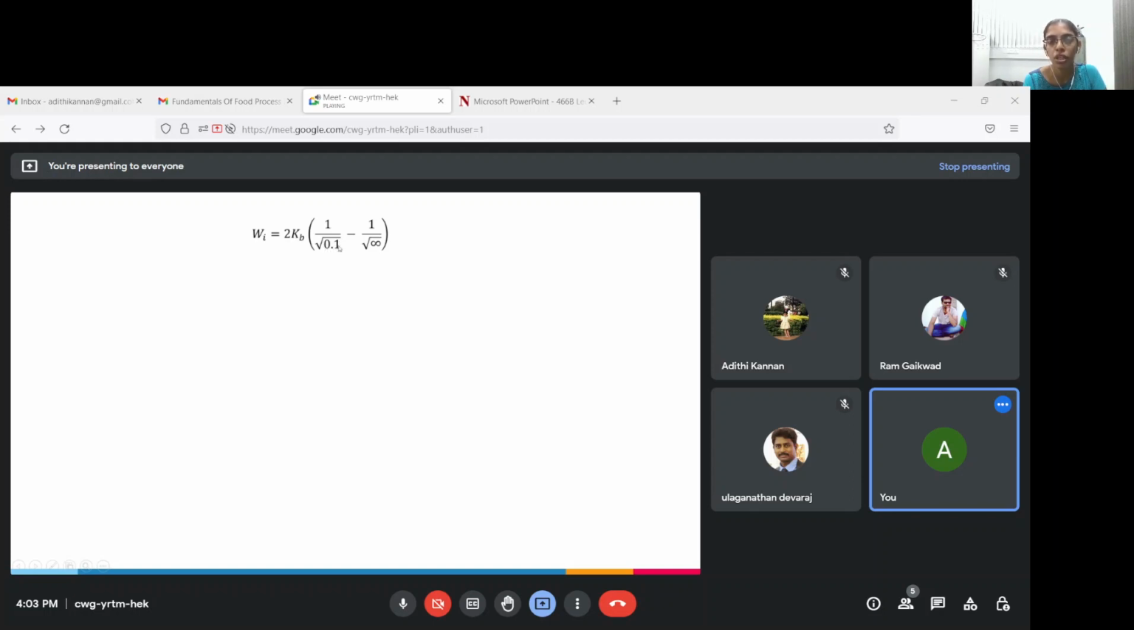So 1 by root of 0.1 minus 1 by infinity, because you are reducing from an infinite size of feed to 100 micrometer, which is 0.1 here. Hence, since this goes to 0, Wi is equal to 2 kb into 1 by root of 0.1, so 2 kb is equal to 0.316 Wi. Since you don't have kb in the question, only work index, you can substitute this back in the equation to find the power required. So now your energy, power by mass flow rate, is equal to 0.3162 into work index into 1 by root xp minus 1 by root xf.